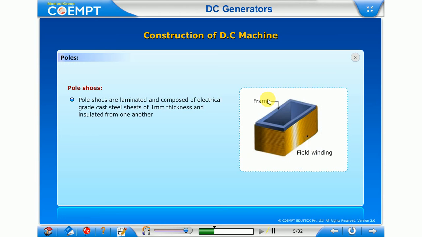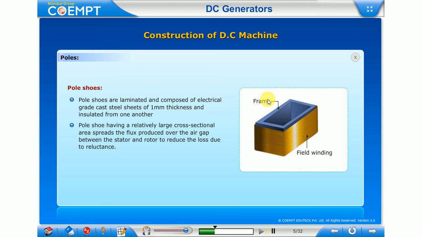Commutator segments are insulated from each other with the help of thin layers of mica strips and from their supporting rings using mica cones and gaskets. The commutator is pressed onto the shaft. The assembling of the commutator requires great care since a little unevenness on its surface can cause undue sparking between the commutator segments and brushes.